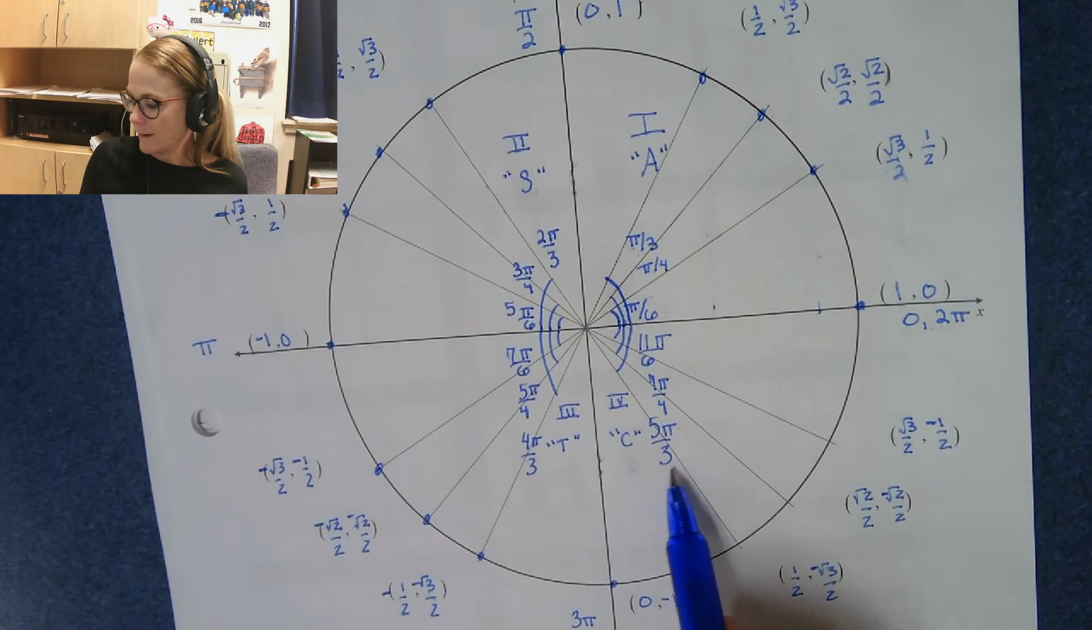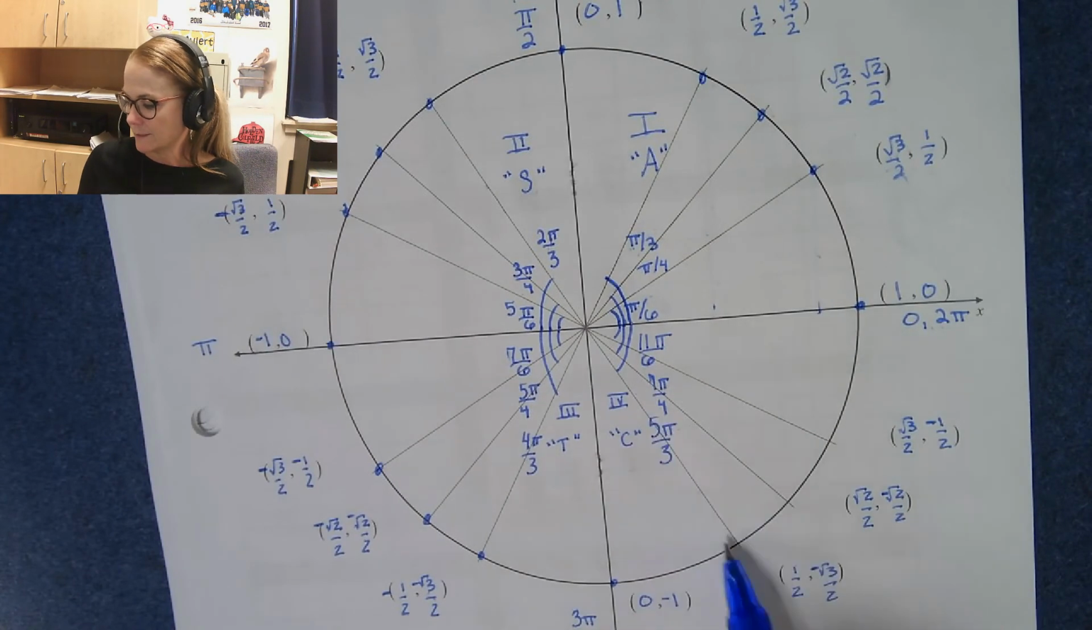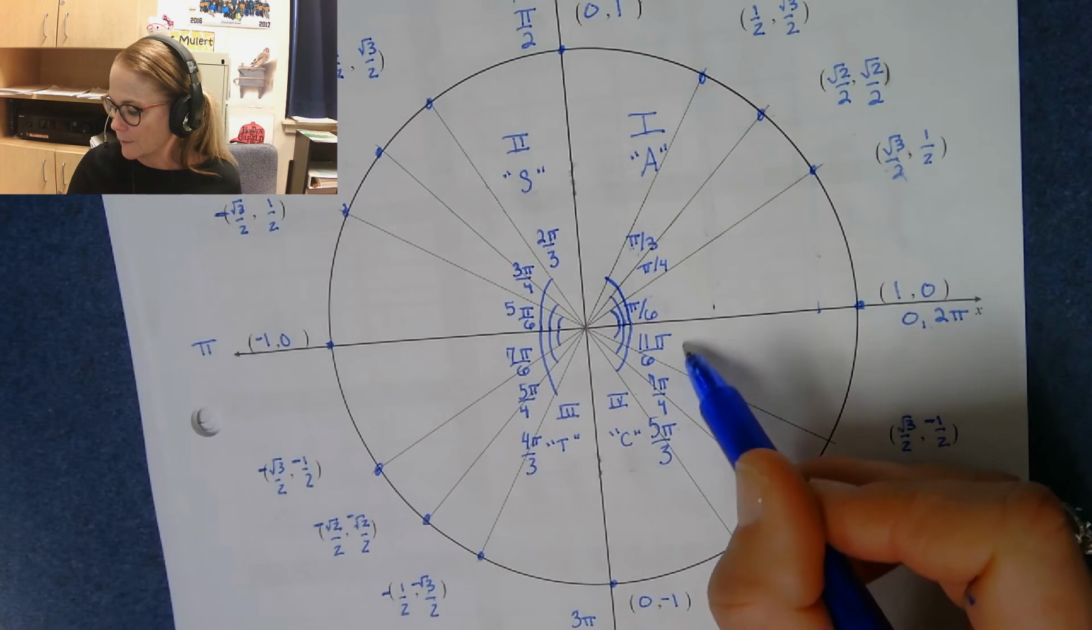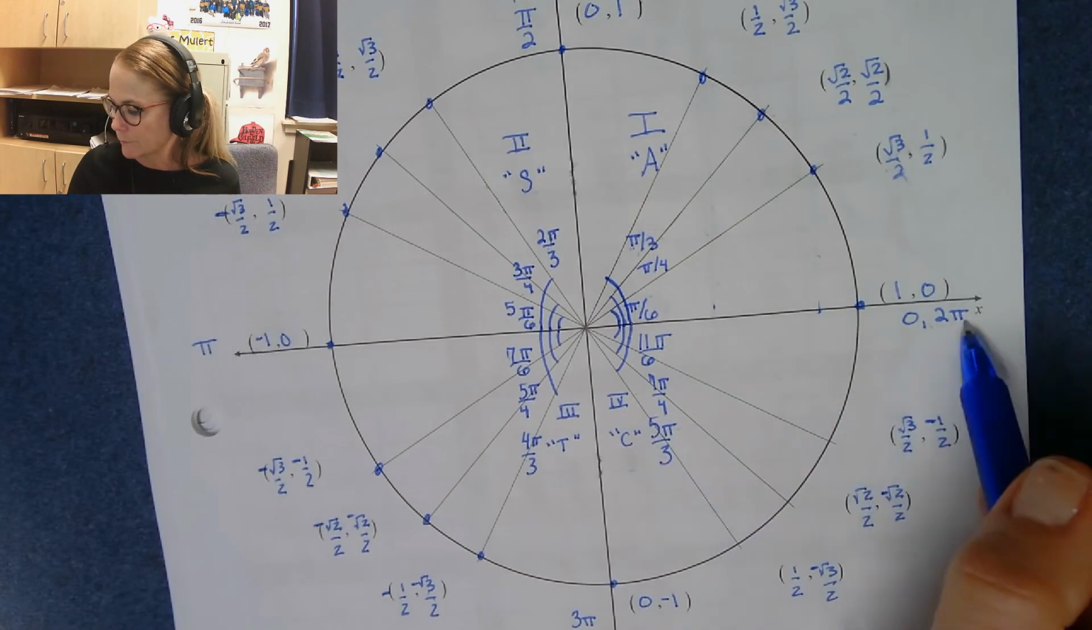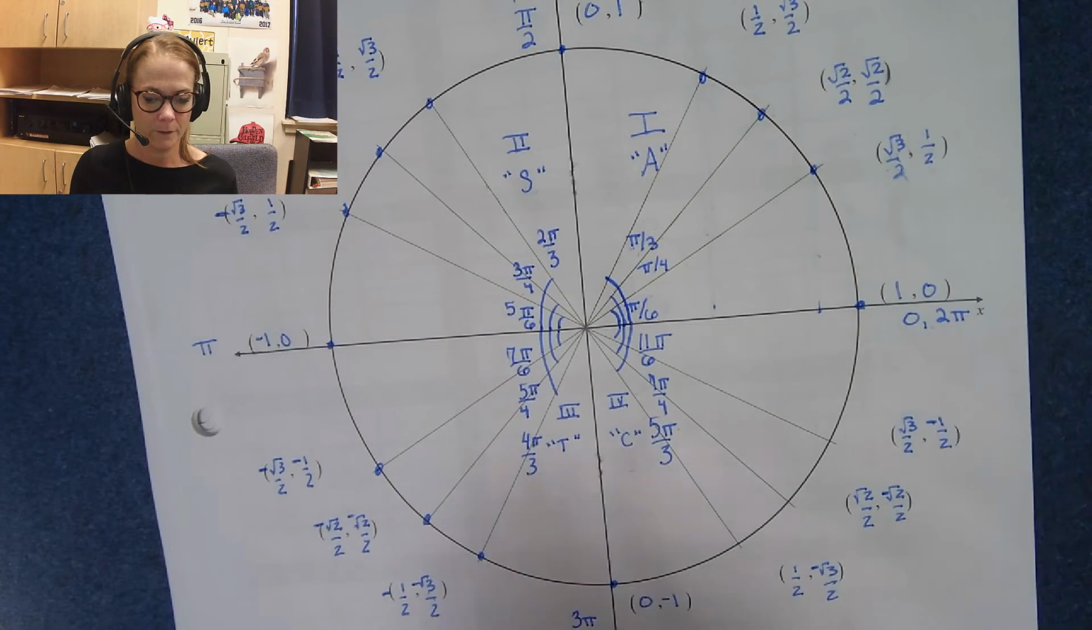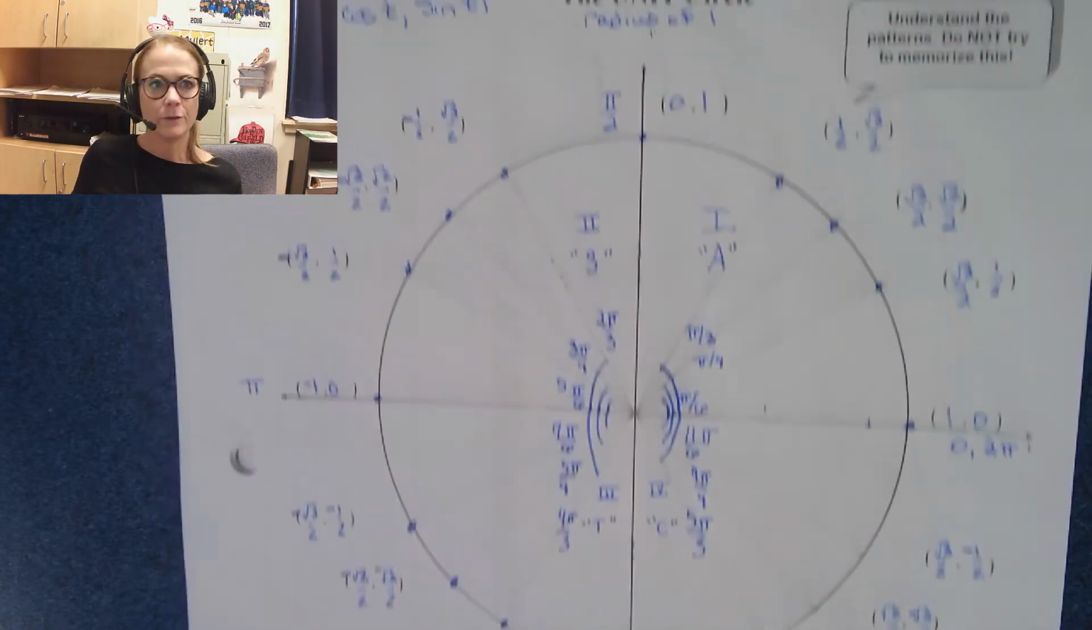Again, think about that as a 60-degree angle. 60 degrees times 5 is 300, so that's 300 degrees. 60 degrees away from our last 60 degrees, which would be 6 pi over 3. 6 pi over 3 is this 2 pi. Okay? So there is your unit circle.